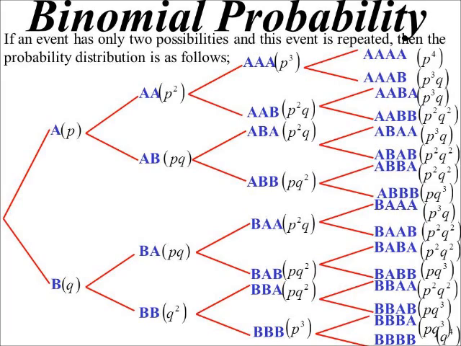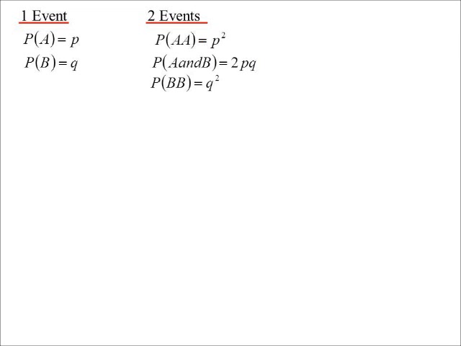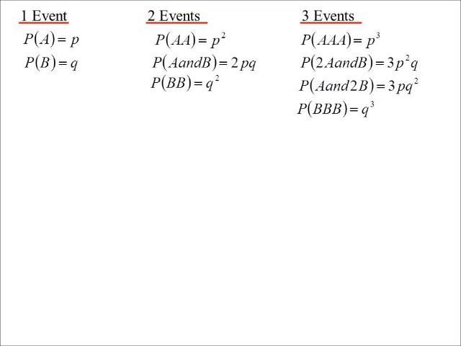So how does this work? So one event we said was P or Q. 2 events, P squared. Now if I'm not concerned about the order that it happens, then the probability of getting an A and a B would be 2PQ. Again, if I look at 3 events and I'm not concerned about the order, then it's starting to become a little bit more obvious what's happening here. In fact, it is just the terms of the binomial expansion. And there's 4 events.